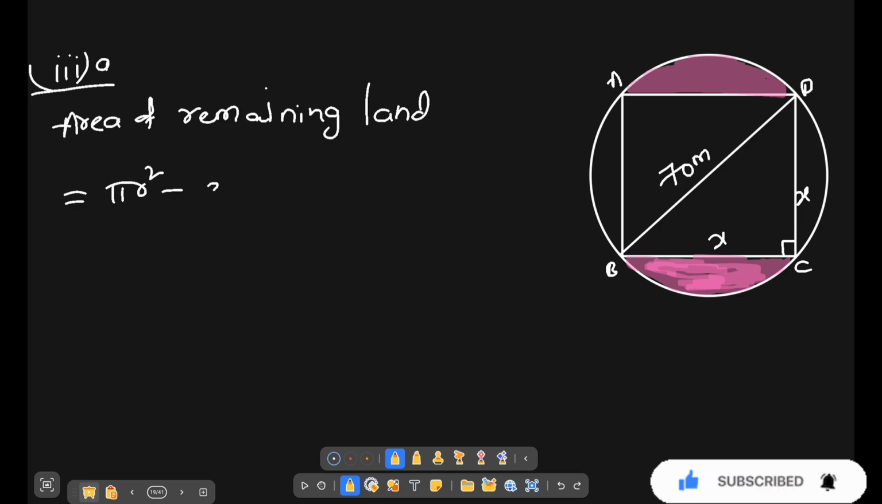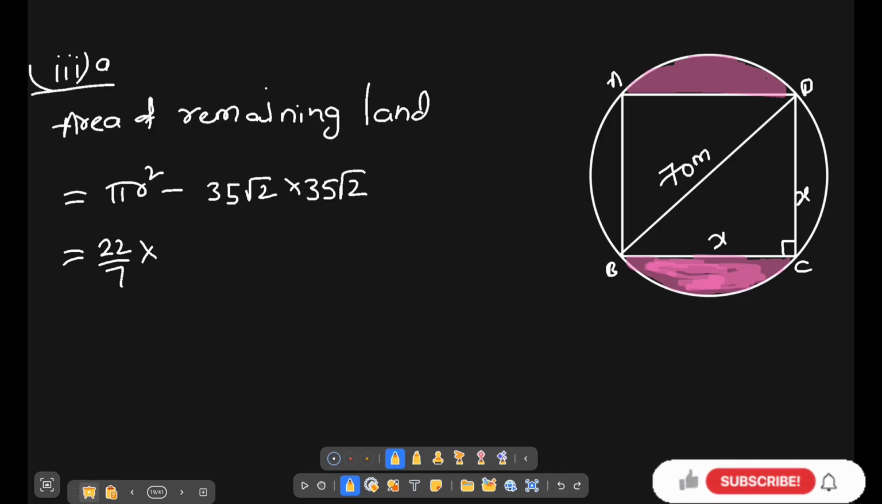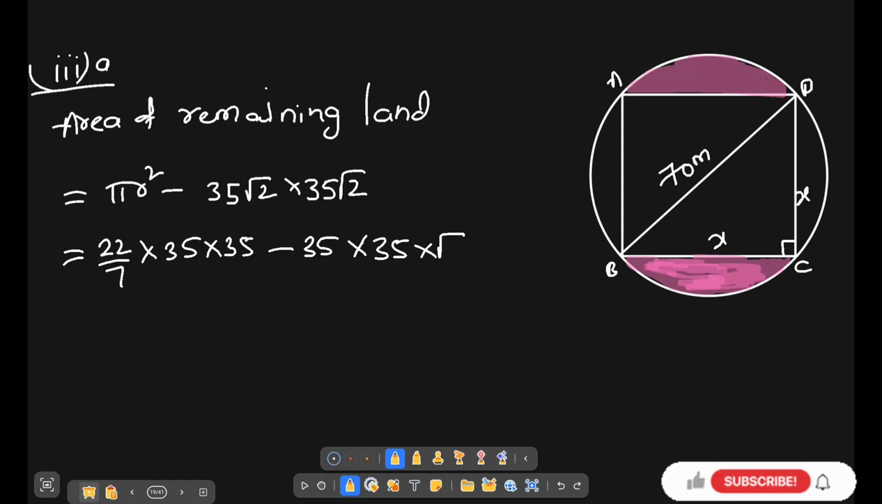Side into side means 35 root 2 into 35 root 2. So here it is 22 by 7 into r, which is 35. So 35 into 35 minus 35 into 35 into root 2 into root 2.